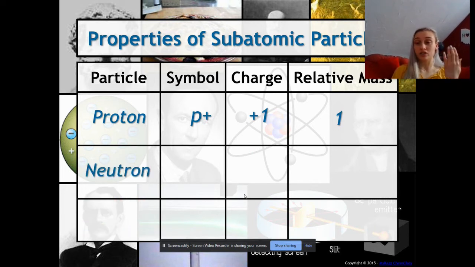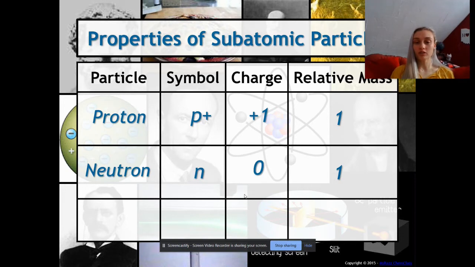The next thing we have is neutron. The symbol for that is just N. And there's no plus or minus next to it because remember, neutrons have a 0 charge. It doesn't have a charge. It's just neutral. Neutral neutron. And then its relative mass is also 1.